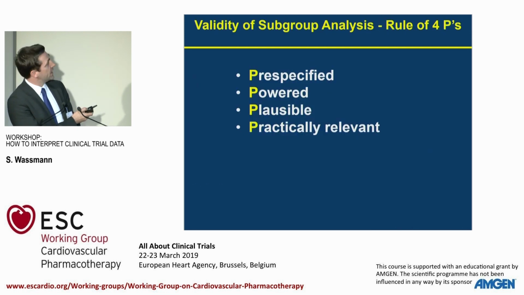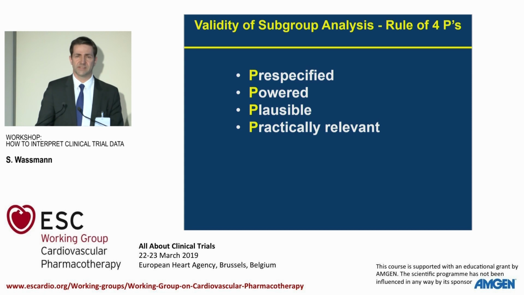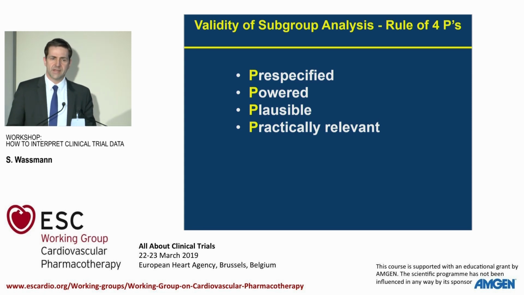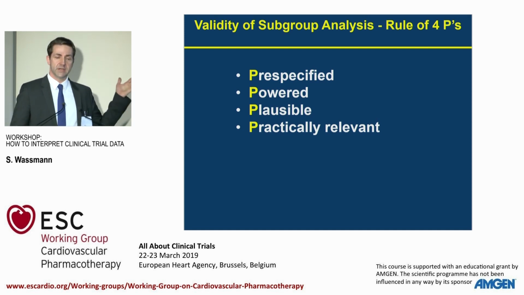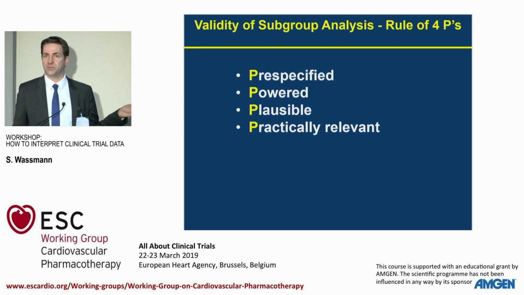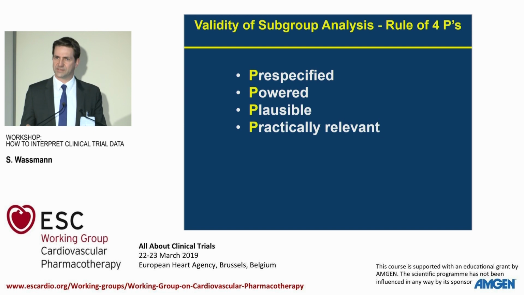Okay. Now, subgroup analysis. You heard about this today? So the subgroup analysis, the rule of the 4 Ps, I like that one. Subgroups should be pre-specified in the statistical plan. They should be powered well enough to be able to actually have a result here. They should be plausible. It obviously has to make sense to look for certain things, and they need to be practically relevant. So I think that makes sense.